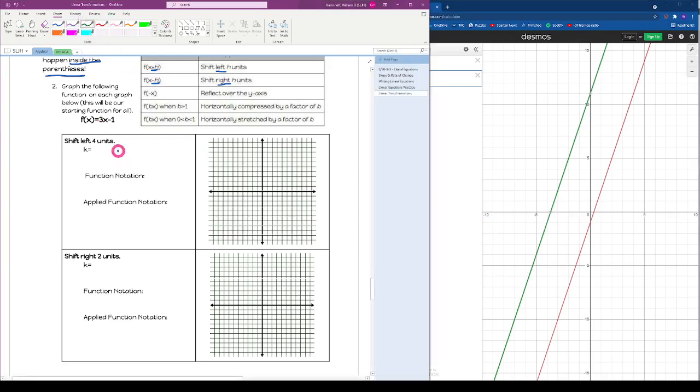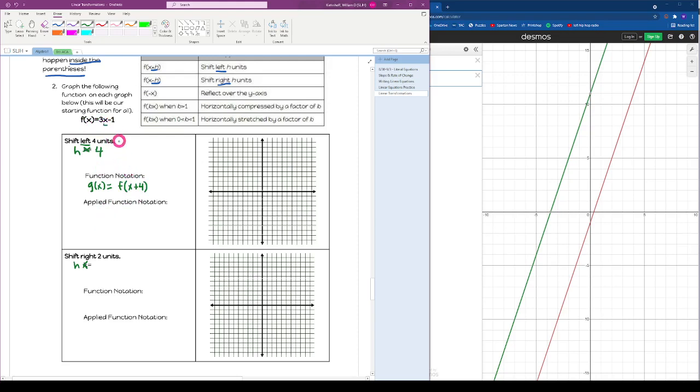We've got a k value. This should really be an h value. So k was for vertical shifts, h is for horizontal. Let's definitely cross those out and change that to h. So our h value here is plus 4, so that's going to be a shift left 4 units. Our function notation is going to be g of x equals f of x plus h, which is x plus 4. And then to apply it, we're going to plug in x plus 4 where our input was.